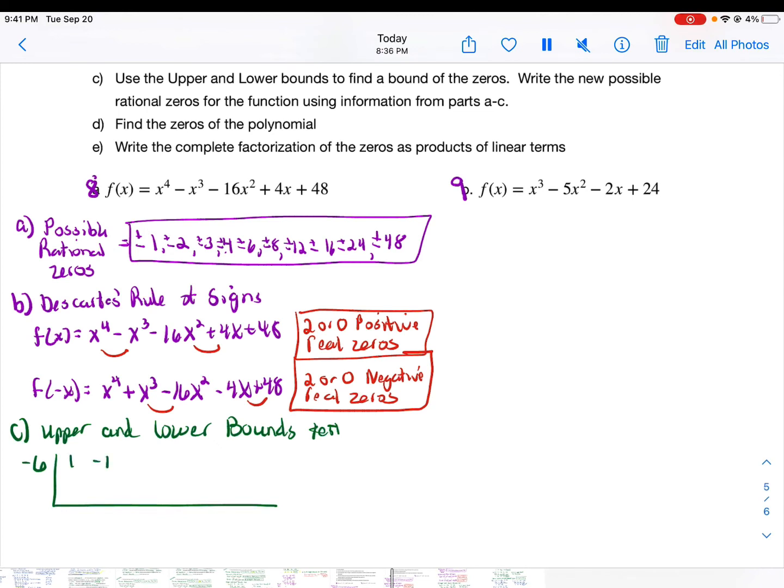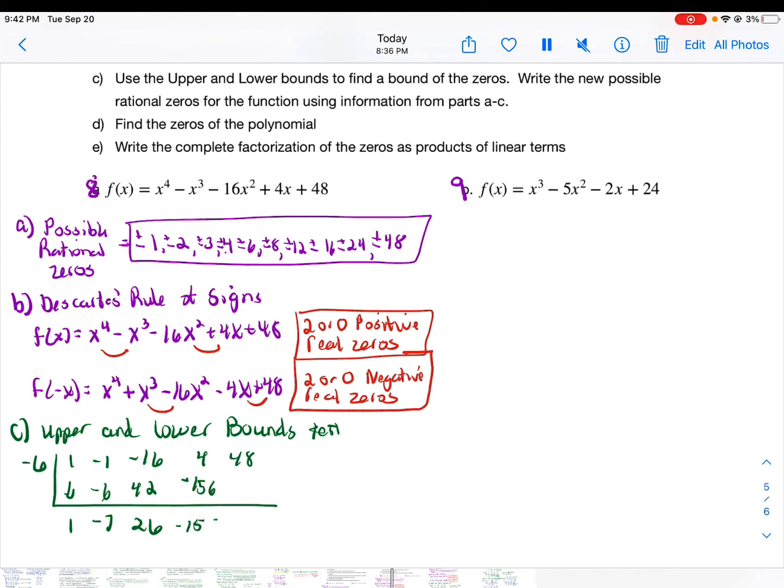So I'm going to start with -6 and check for my lower bounds. So I do synthetic division with -6, simplify it down, and see what we get. Now, since I'm dividing by a negative number, I'm hoping my terms on the bottom will alternate from positive, negative, positive, negative. So far, so good.